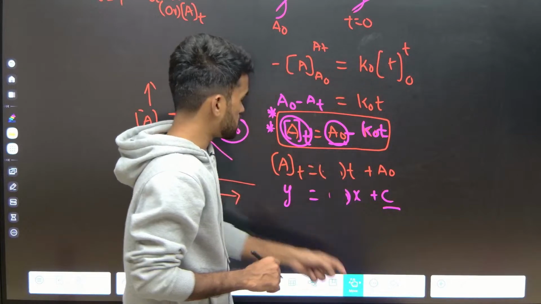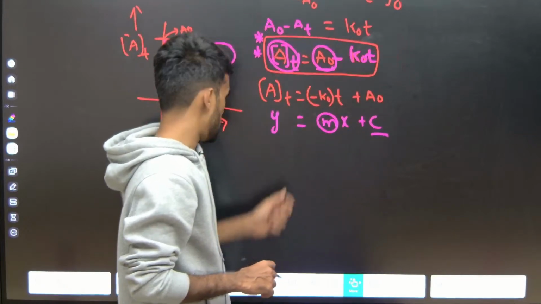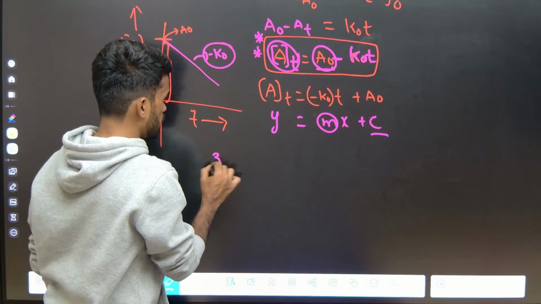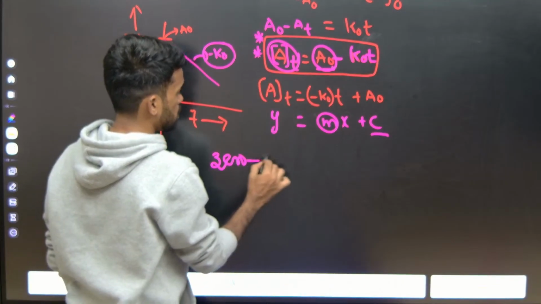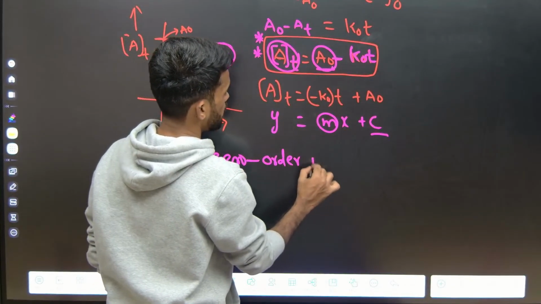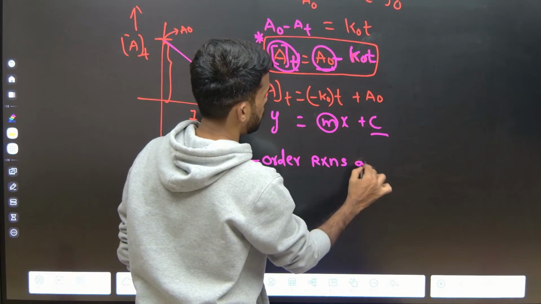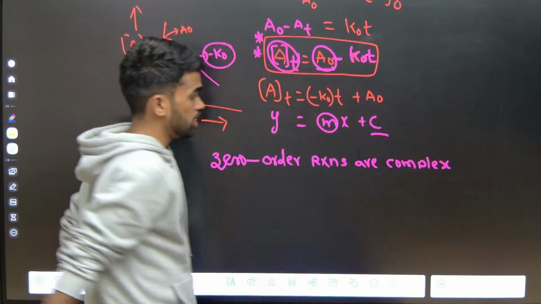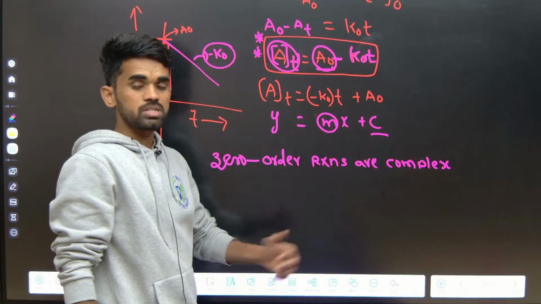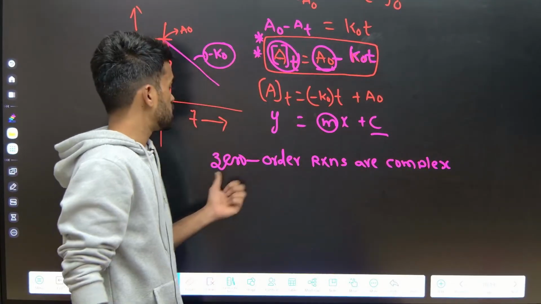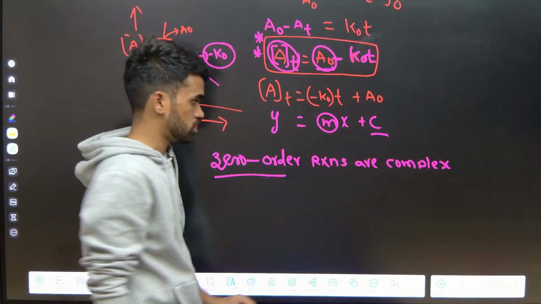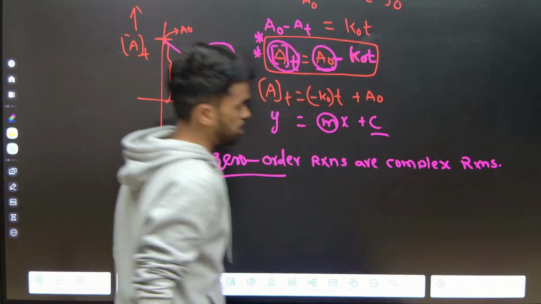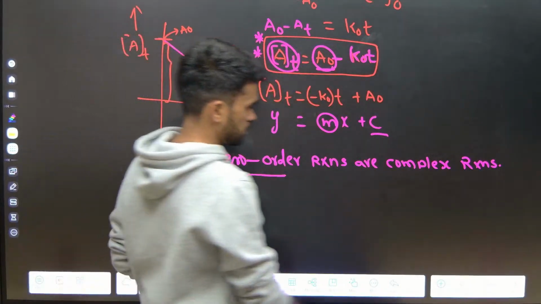Now remember some examples for zero order reaction. See, zero order reactions are complex reactions, you can remember. Zero order reactions are complex reactions. I am not saying in the reverse manner. See, complex reactions are zero order means no, that is not true all the time. But zero order reactions are complex reactions. Okay, remember this statement. Okay, next.